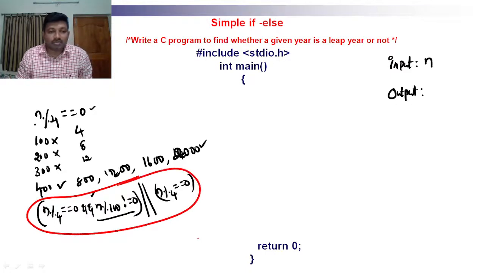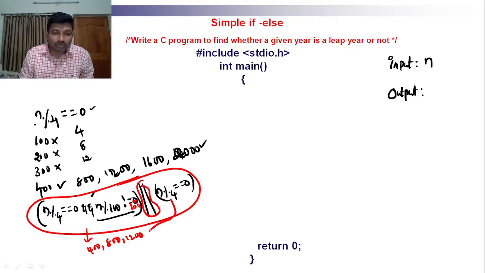Here n must be divisible by 4, but it should not be divisible by 100. But this condition fails for 400 and 800, because they are divisible by 4 but unfortunately they are also divisible by 100. So that is the reason why I am going for the OR condition here. Because what is the result of the OR condition? If one operand is true, then the result will be true. So that logic I am going to use.